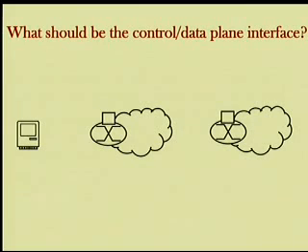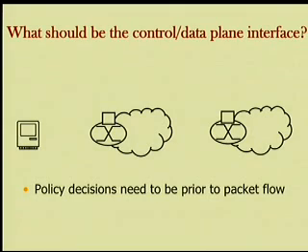What should the interface between the control and the data plane be? Well, one observation is that today, the control plane and the data plane in a router, this is a router, this square represents the control plane in a router. One observation is that those are generally conflated. They're implemented in the same box, which of course hinders the flexibility of the control plane.